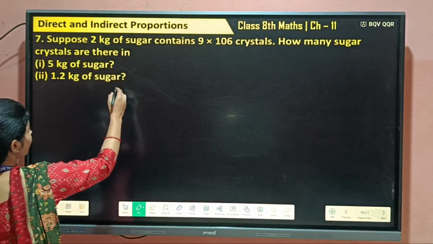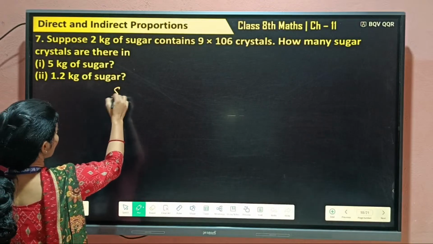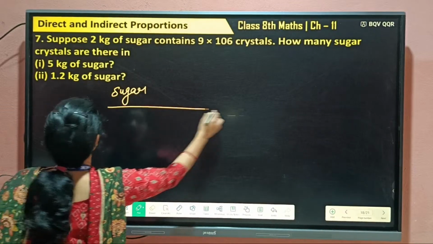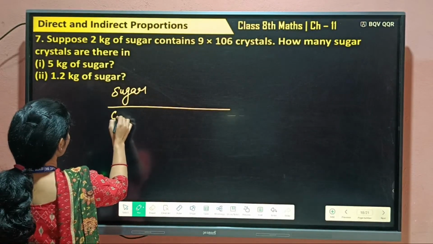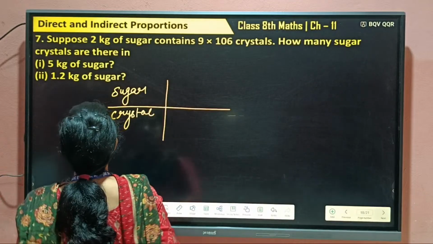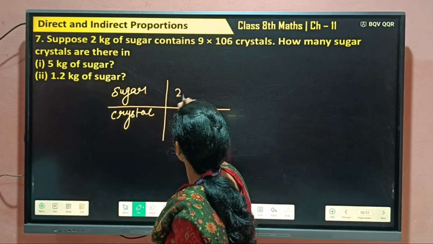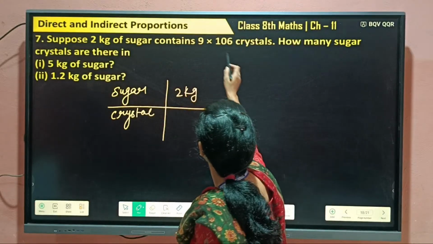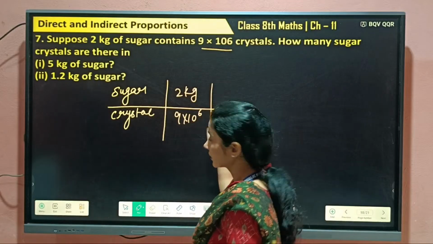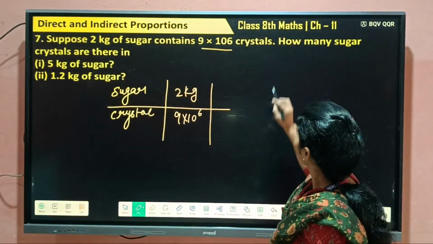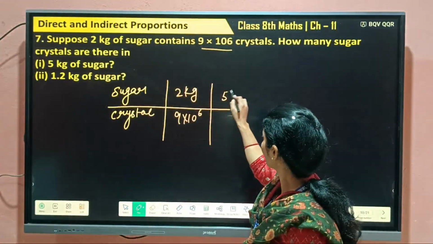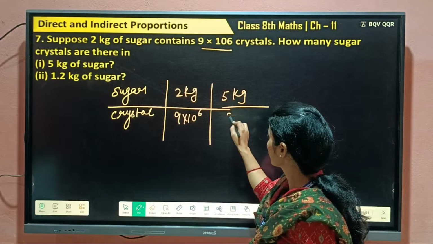Draw a table. You will write sugar in kg, and there you will write crystals of sugar. Sugar is 2 kg, which contains 9 into 10 raised to power 6 crystals. How many sugar crystals are there in 5 kg? This we have to find out.